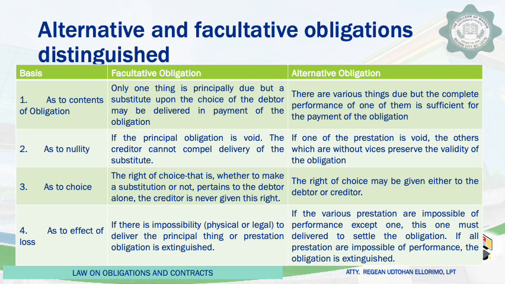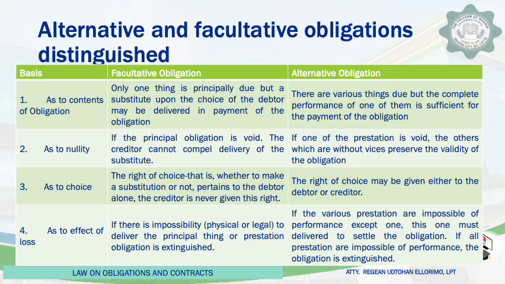As to contents of obligation, in facultative, only one thing is principally due, but a substitute upon the choice of the debtor may be delivered in payment of the obligation. In alternative obligation, there are various things due, but the complete performance of one of them is sufficient for the payment of the obligation. As to nullity, in facultative, if the principal obligation is void, the creditor cannot compel delivery of the substitute. In alternative, if one of the prestations is void, the others which are without vices preserve the validity of the obligation.